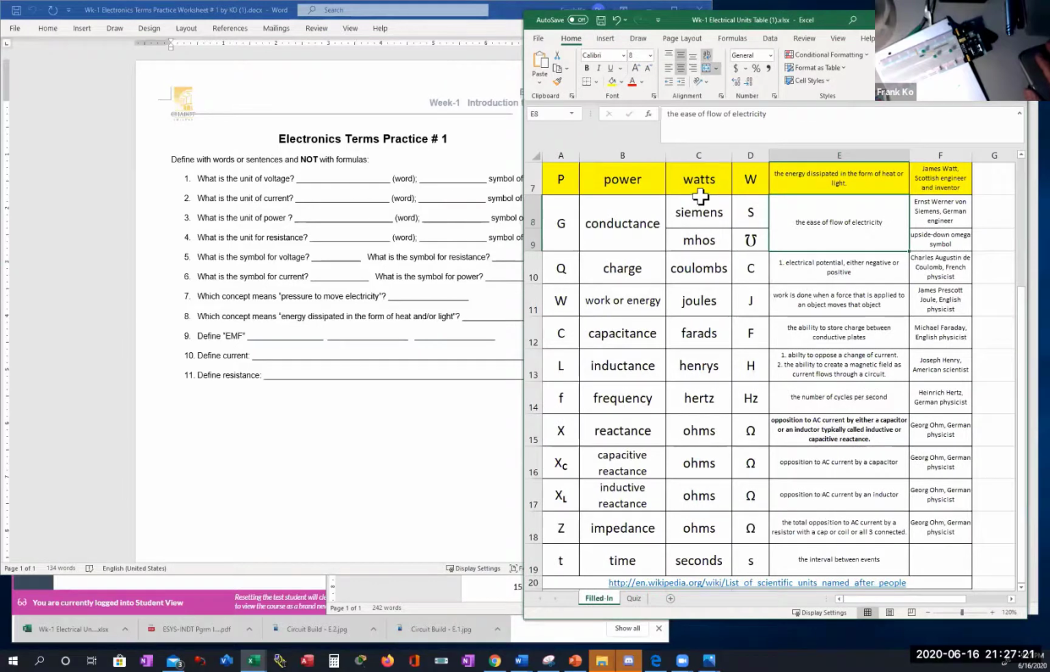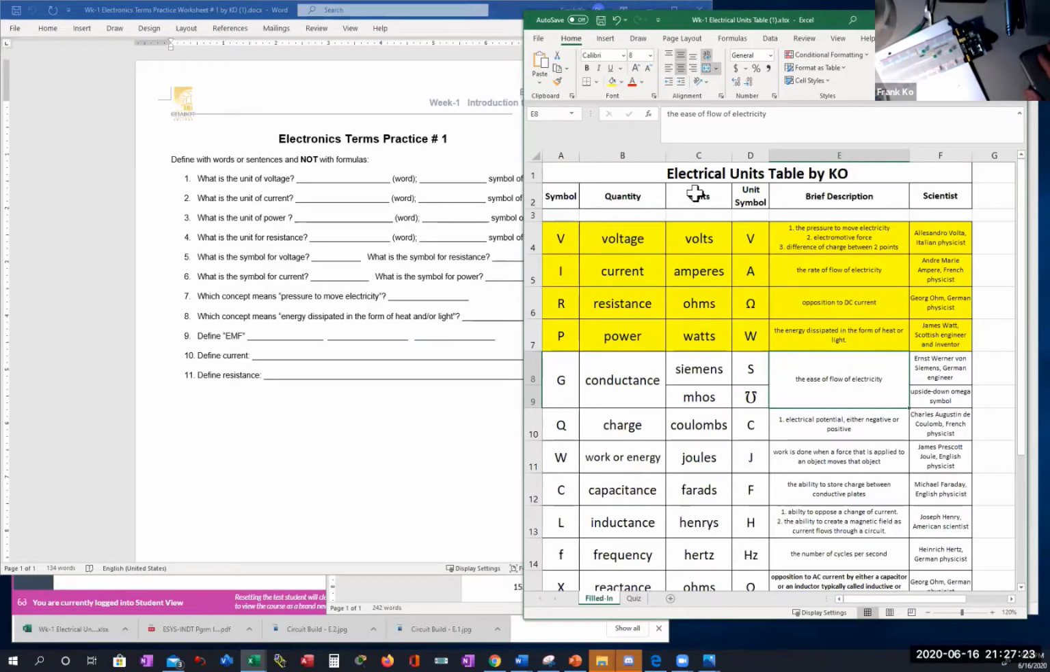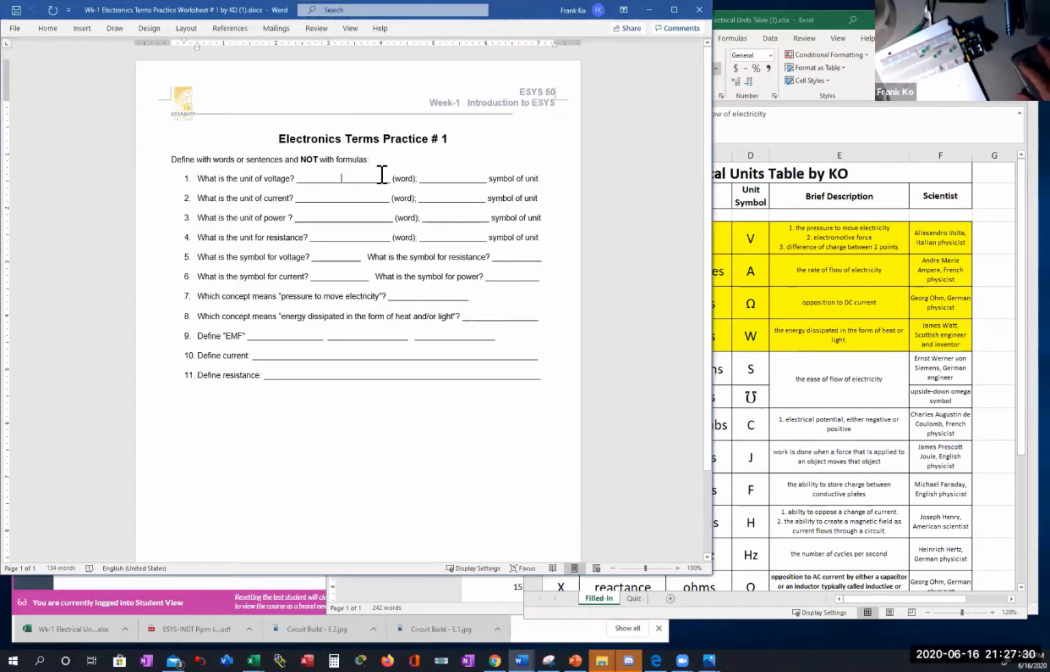You look up units, and you look up volts, and bingo, where's that intersection? It says volts. That's what you're going to write down for the word. The word would be volts. So it would be V-O, oops, spell it right, V-O-L-T-S.